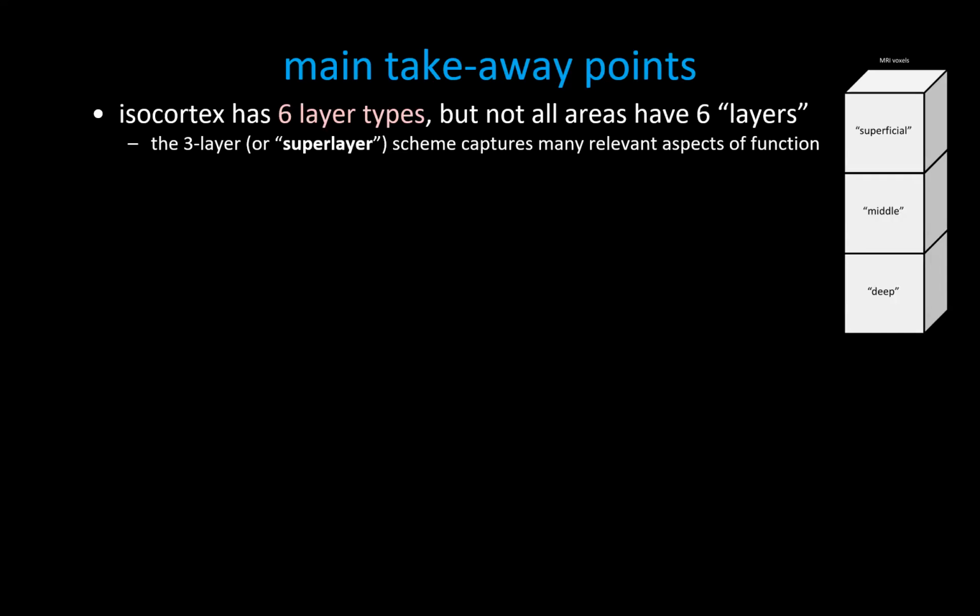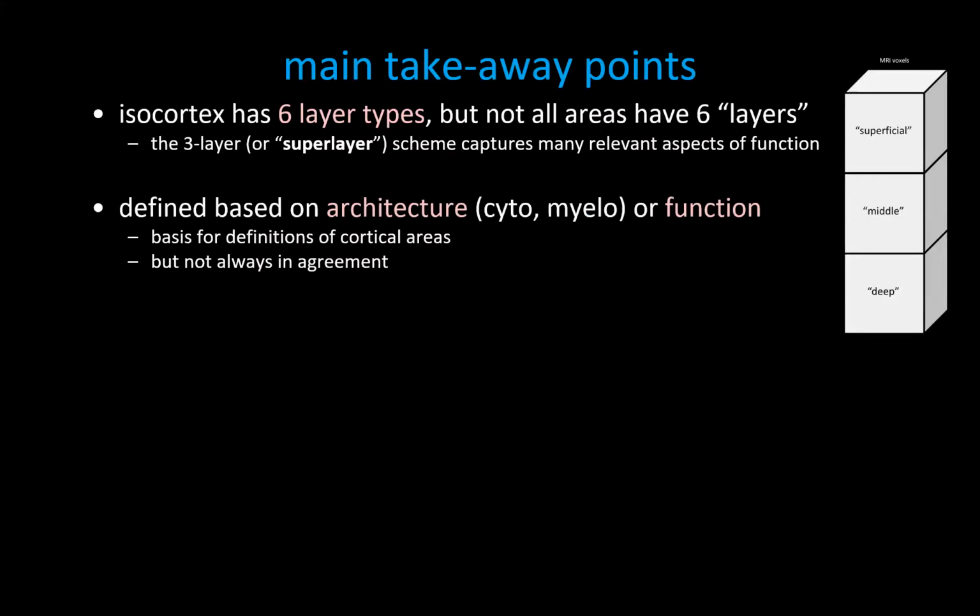Okay, so let me just wrap up. Main takeaway points from this lecture. I've shown you how the isocortex has six layer types, but not all areas have six proper layers. It depends on how you define them. This three-layer scheme, which some people call a superlayer, which is a little bit confusing, but whatever you want to call it, this three-compartment scheme captures many relevant aspects of function, as I showed you. The superficial, middle, and deep scheme that we use a lot in laminar fMRI.